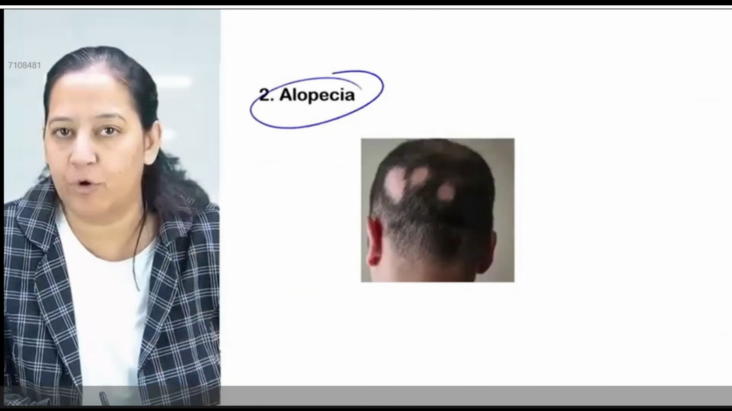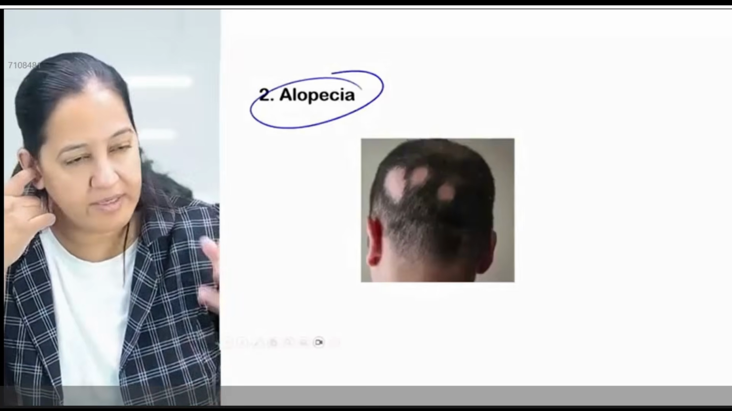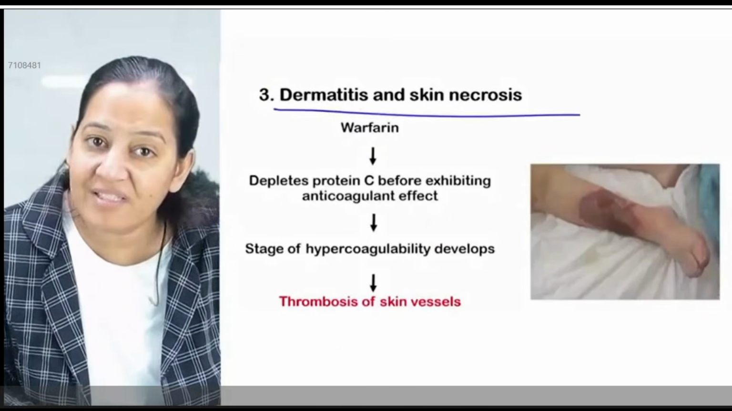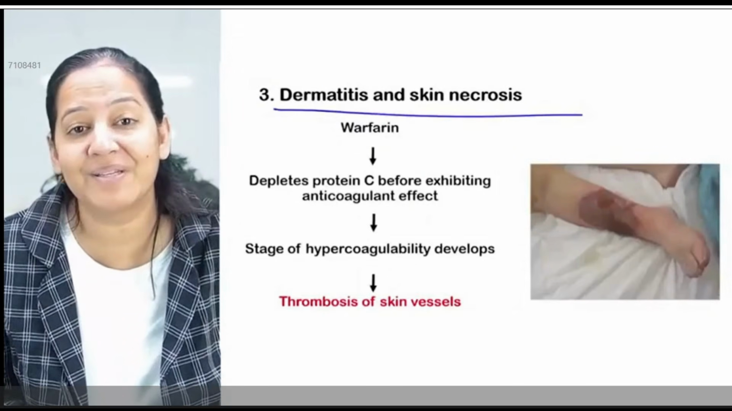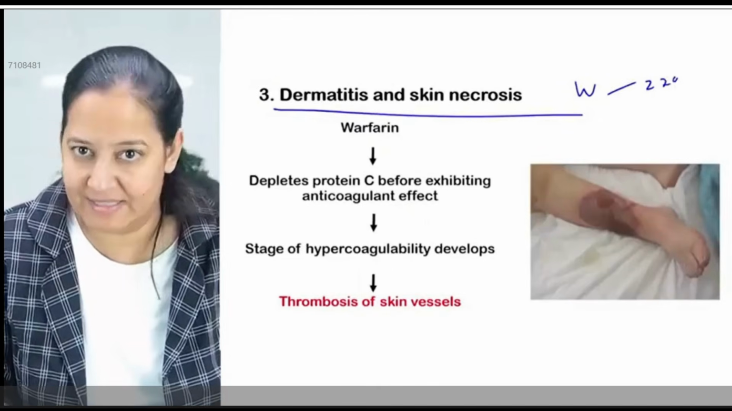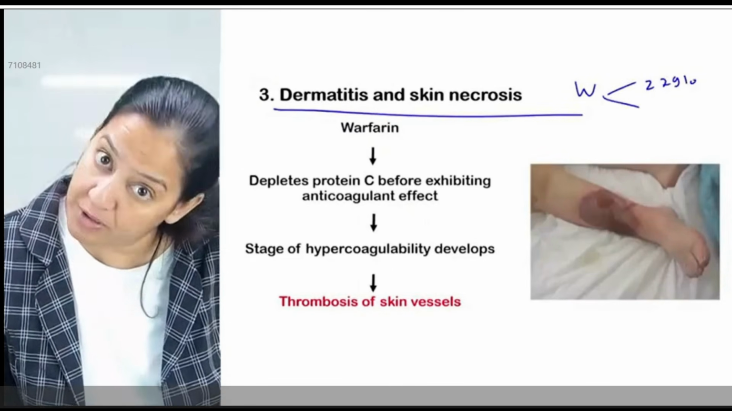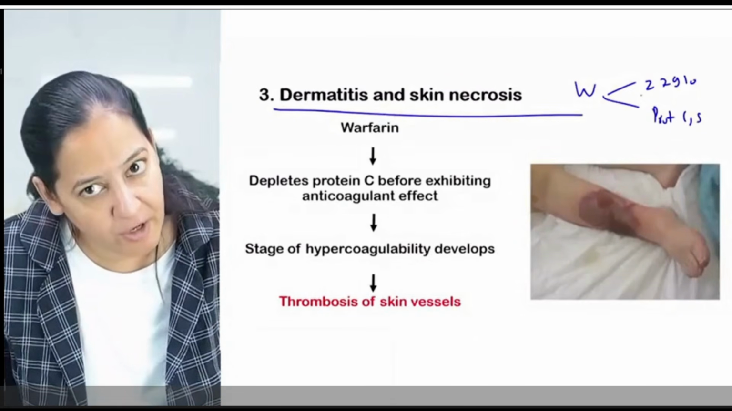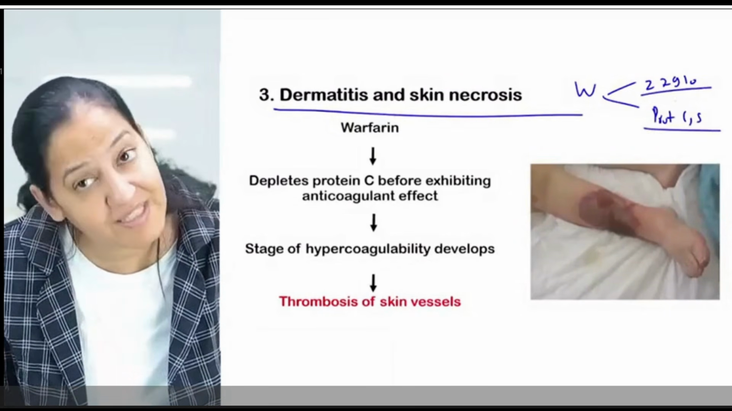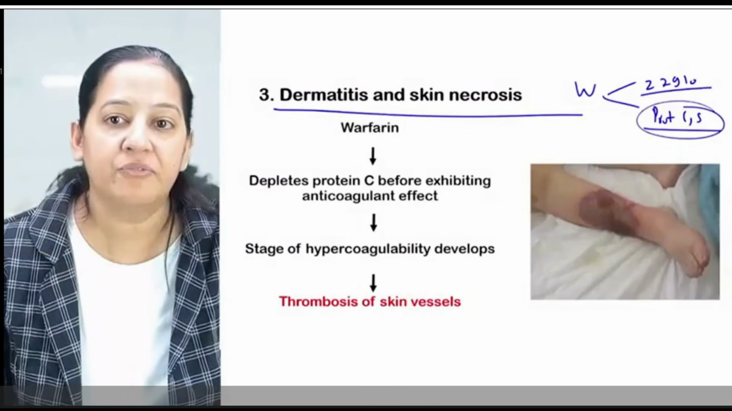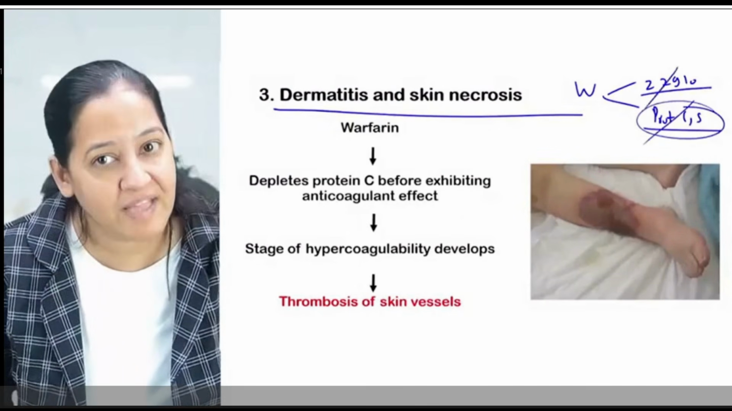The second side effect is alopecia. Warfarin or oral anticoagulants cause patchy alopecia, the fall of hair. And third, skin necrosis. Why do they cause skin necrosis? I taught you, warfarin inhibits 2, 7, 9, 10. Their level falls, but warfarin also inhibits protein C and protein S. Yes or no? Before the level of 2, 7, 9, 10 falls, the level of protein C and S falls. They have an even shorter half-life than 2, 7, 9, 10. So first there is hypercoagulation and then there is anticoagulation.